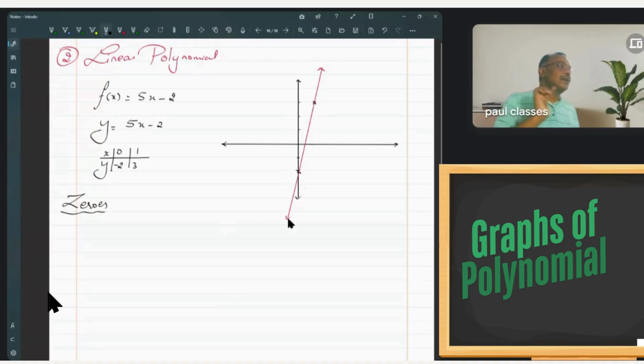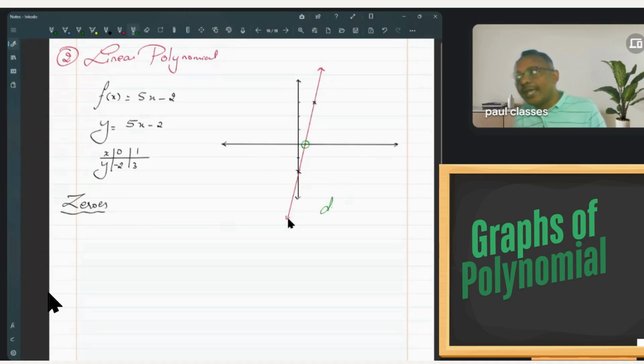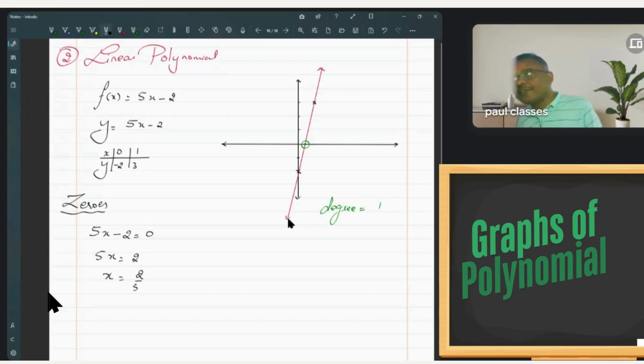Those are the points where it cuts the x-axis. This curve is cutting the x-axis at how many points? 1 point. It is cutting the x-axis at a single point. So that is why इसका degree 1 है. इसका जीरो क्या देखना है? What is the zero? तो इसका जीरो निकालने के लिए 5x minus 2 को तुम जीरो डाल दो, तो 5x will become 2, तो x will become 2 by 5.